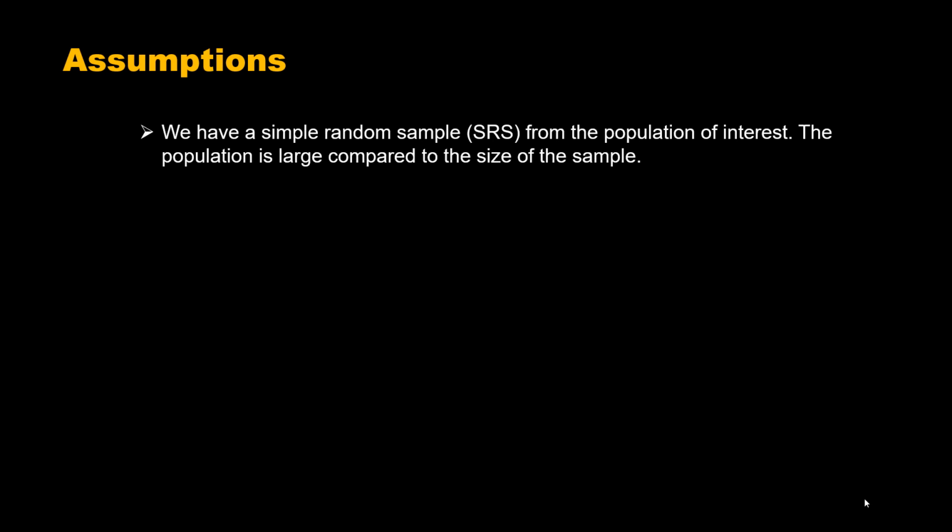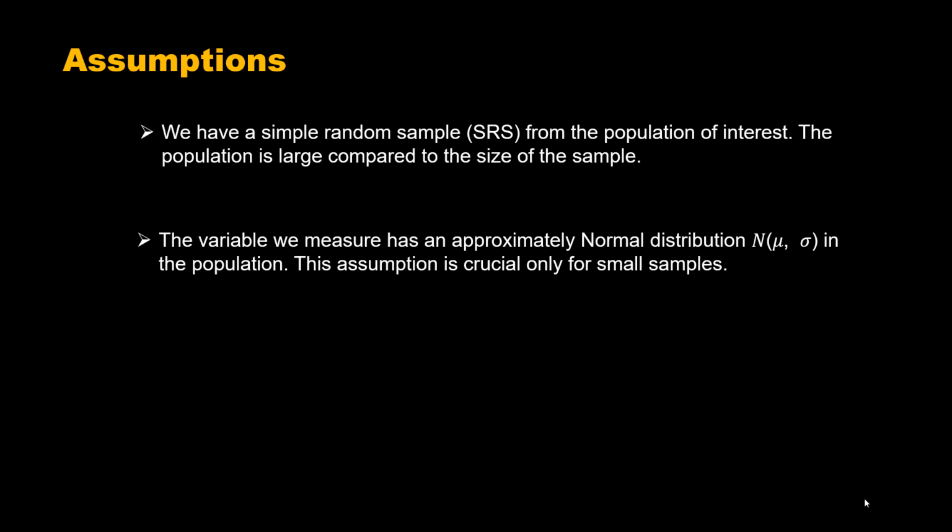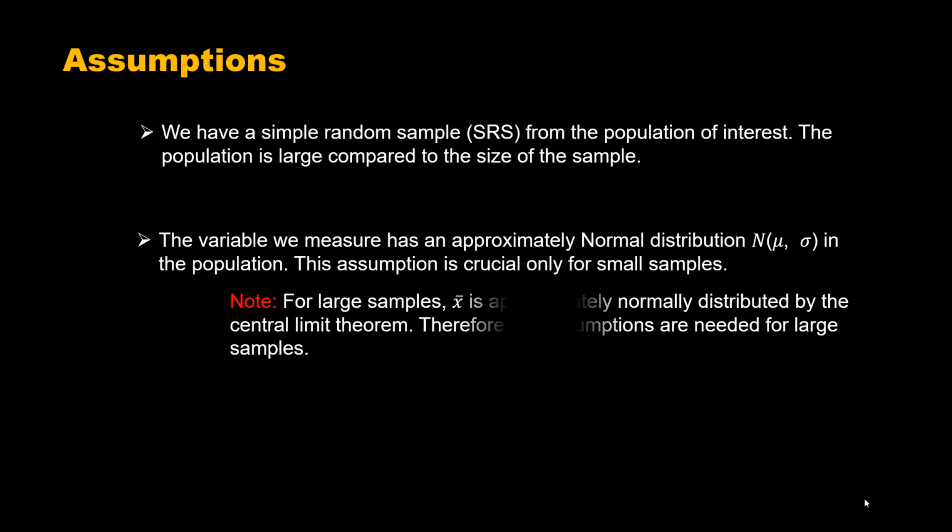Assumptions. We have a simple random sample from the population of interest. The population is large compared to the size of the sample. The variable we measure has an approximately normal distribution in the population. This assumption is crucial only for small samples. For large samples, x bar is approximately normally distributed by the central limit theorem. Therefore, no assumptions are needed for large samples.